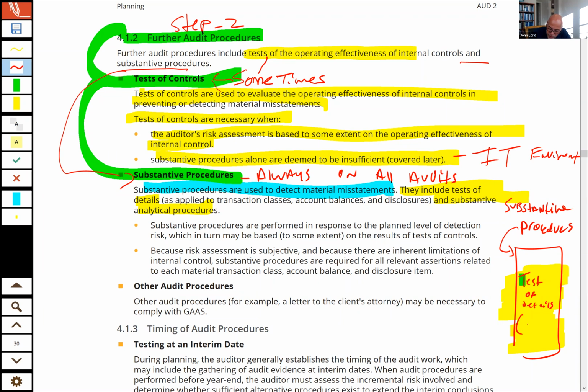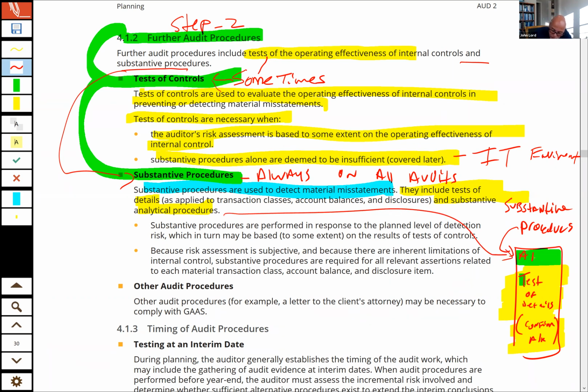An example of test of details is confirming accounts receivable. You'll pull a sample of accounts receivable and confirm those accounts receivable. You send those confirmations out to the client's customers, and you have a sample of clients, and you're looking at the detail there. Okay. Now, this green up here is going to be the analytical procedures.